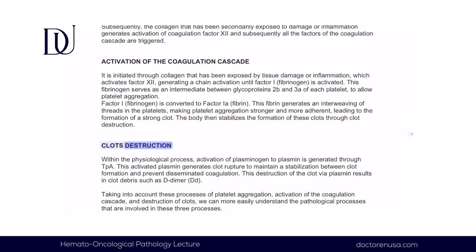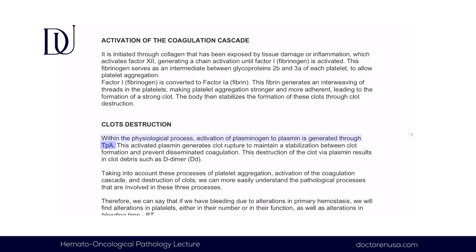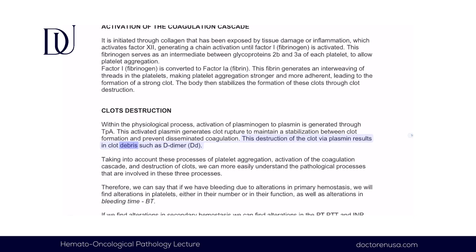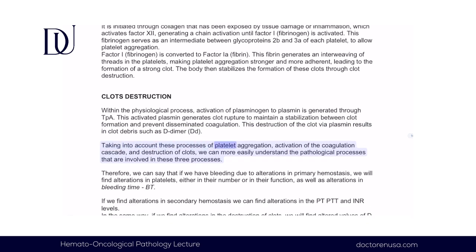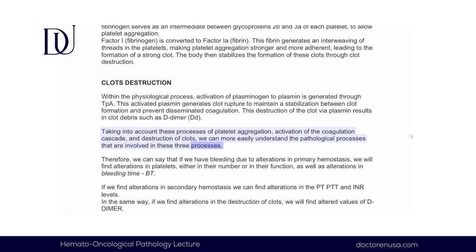Clot destruction. Within the physiological process, activation of plasminogen to plasmin is generated through TPA. This activated plasmin generates clot rupture to maintain a stabilization between clot formation and prevent disseminated coagulation. This destruction of the clot via plasmin results in clot debris such as D-dimer, DD. Taking into account these processes of platelet aggregation, activation of the coagulation cascade, and destruction of clots, we can more easily understand the pathological processes that are involved in these three processes.